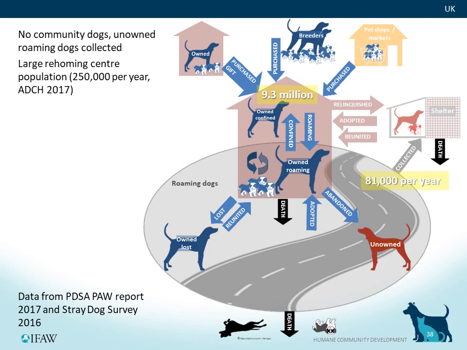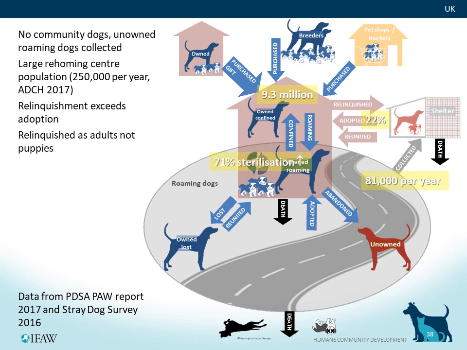We know we have 9.3 million owned dogs in the UK. About a quarter of UK households own dogs. We don't have a community-owned dog population, but we do have roaming dogs collected from the streets each year. 81,000 dogs were collected from the streets in 2016, and that number has been steadily decreasing over the last 5 years. We have quite a large rehoming centre population. 250,000 dogs go through the many rehoming centre facilities in the UK each year. We know that 22% of owned dogs are adopted from rehoming centres, which is quite a good rate.